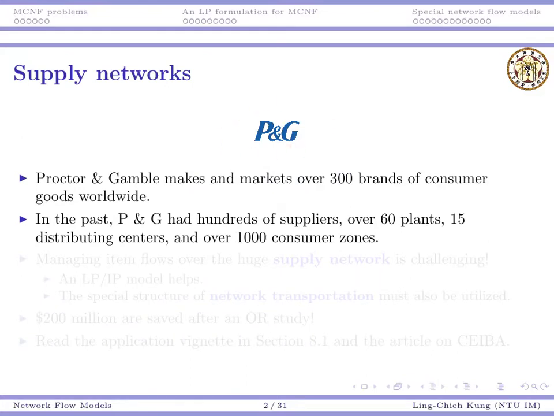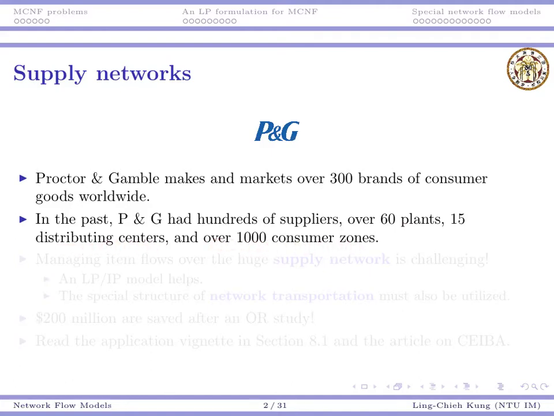So P&G is such a famous company. The Procter and Gamble company, they make and sell over 300 brands of consumer goods. Many famous consumer goods are under the brand name of P&G. In the past, P&G has thousands of suppliers, over 60 plants, 15 distributing centers, and over 1,000 consumer zones.